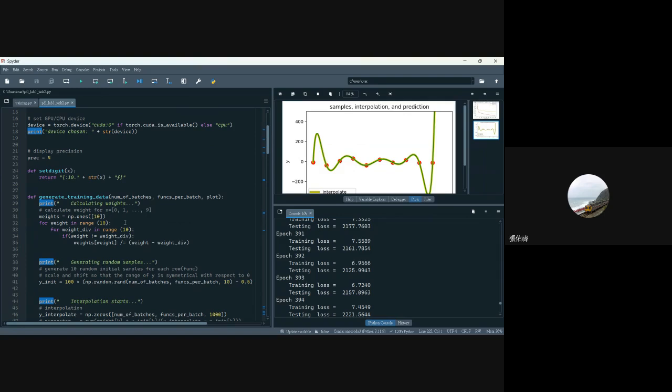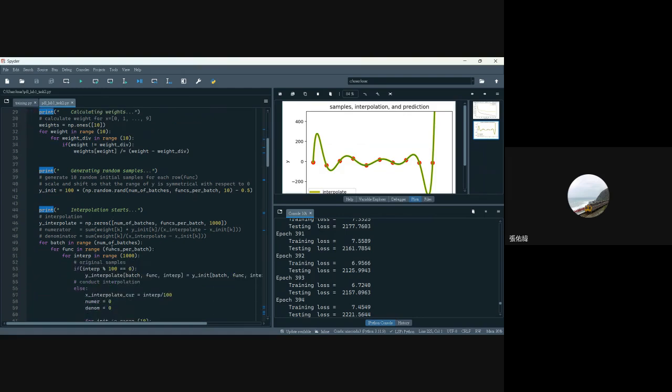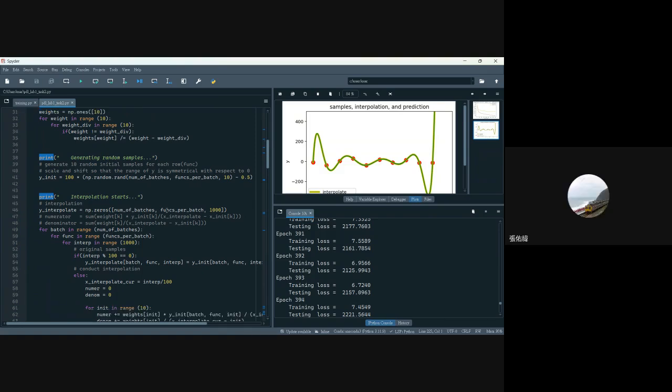First, we get 10 random points per function. Here is the generation. The generated y value ranges from -50 to +50, and these 10 points have x ranging from 0 to 9. Then the system will get the interpolation to extend the function set, extending to 1,000 samples ranging from 0 to 9.999.